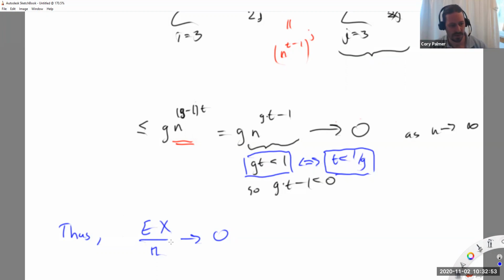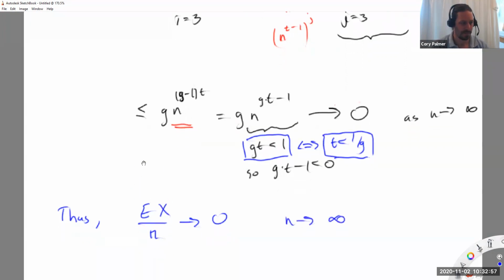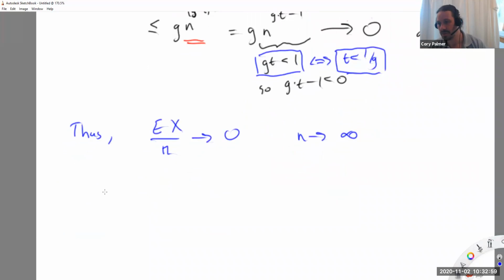What I want to conclude is that the expectation divided by n goes to 0 as n goes to infinity, because this allows us to use basic fact number 1, or the first theorem of probability, Markov's inequality.